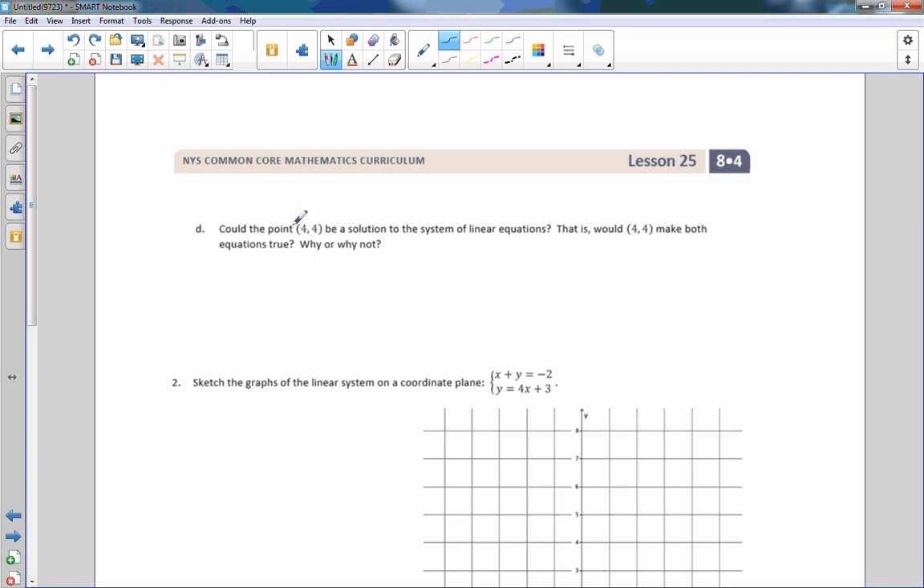D says to check to see if the point (4, 4) would be a solution to this system. In order for a point to be a solution to a system, it's got to make both equations true. And that's what it says. That is, would (4, 4) make both equations true, yes or no?